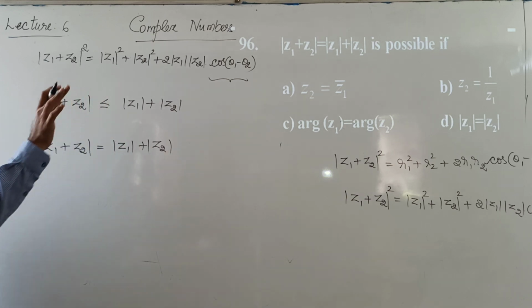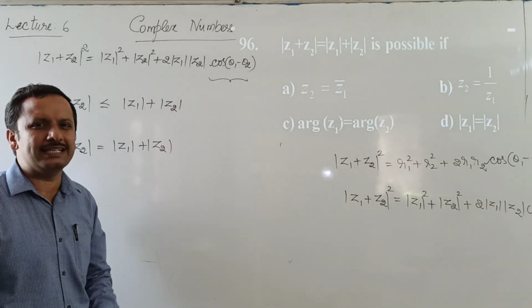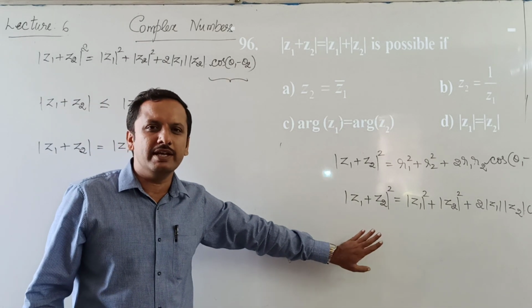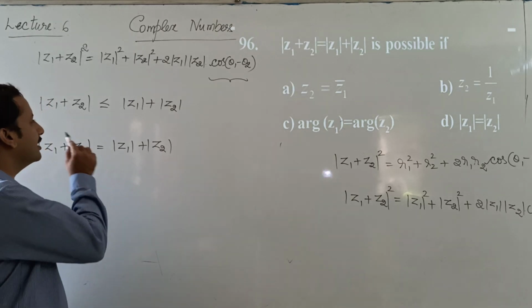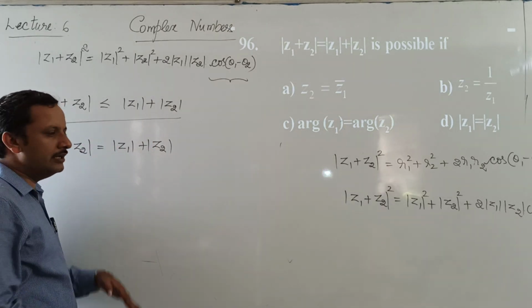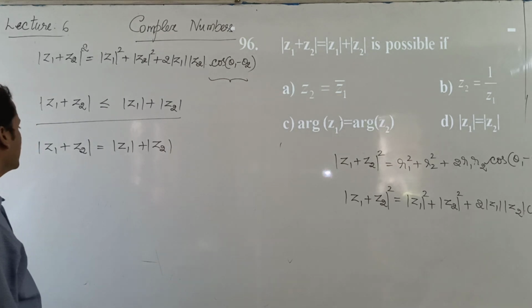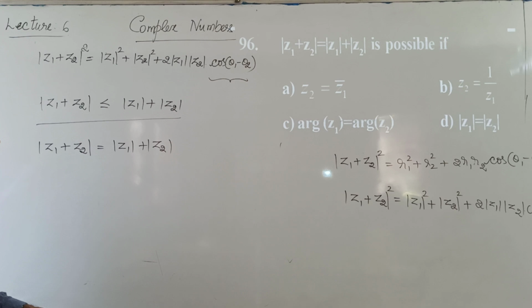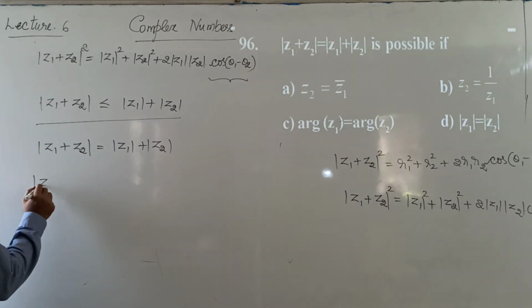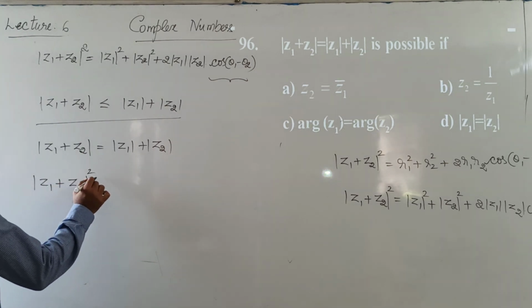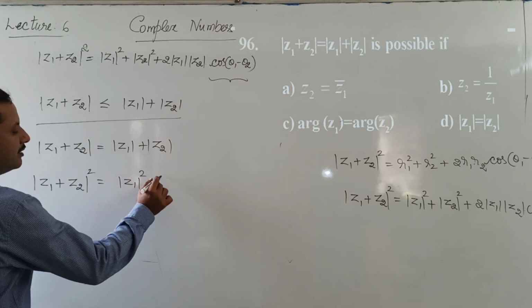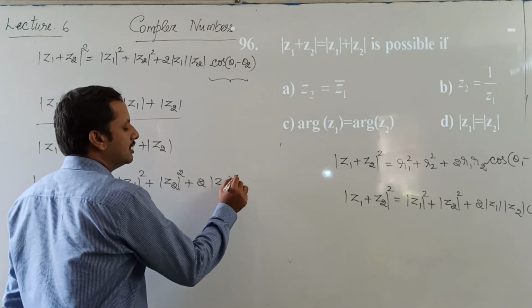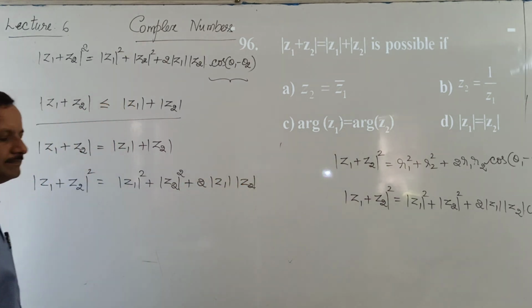So far, whatever I have explained is the general result. It has got nothing to do with this problem; this is a general formula which I have derived. You need to remember this and you need to remember this also. Now I am solving this problem. Given modulus of z1 plus z2 is equal to modulus of z1 plus mod z2, I will square this expression. Squaring this will give you mod z1 square plus mod z2 square plus 2 into mod z1 into mod z2.